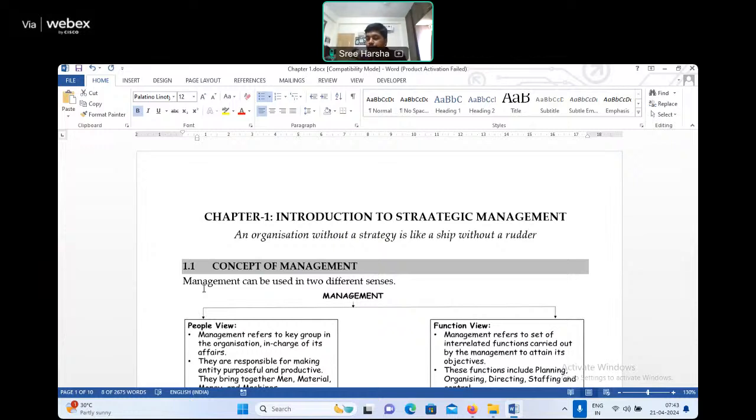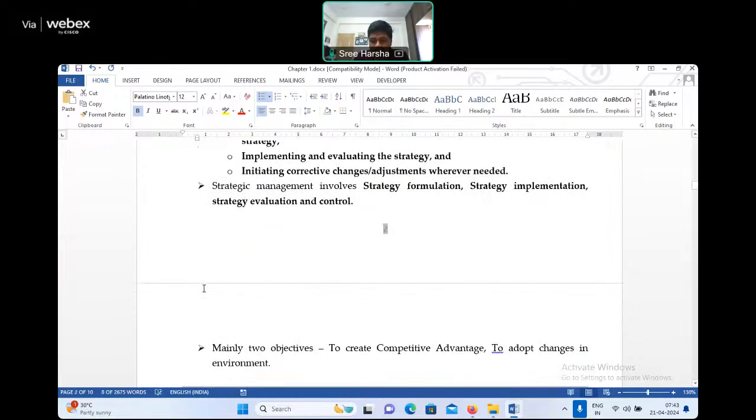But marks wise, people score very less in strategic management. One of the main reasons is that they expect similar language to be reproduced in the examination. Whatever is there in the textbook, the institute expects similar language to be reproduced in the examination. So for that reason, you have to revise and re-revise this particular subject again and again.